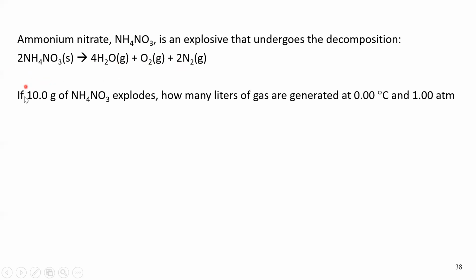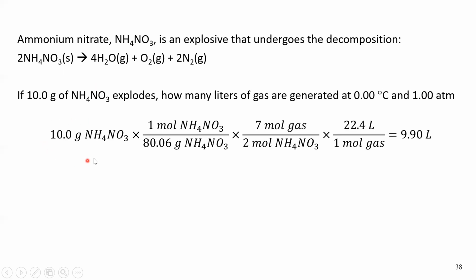So we're going to do a conversion from grams to moles, and then we're going to do a mole ratio. We'll figure out the total moles of gas that's produced. And then we're going to take the total moles of gas and the temperature and the pressure and figure out the number of liters by using our ideal gas law equation.